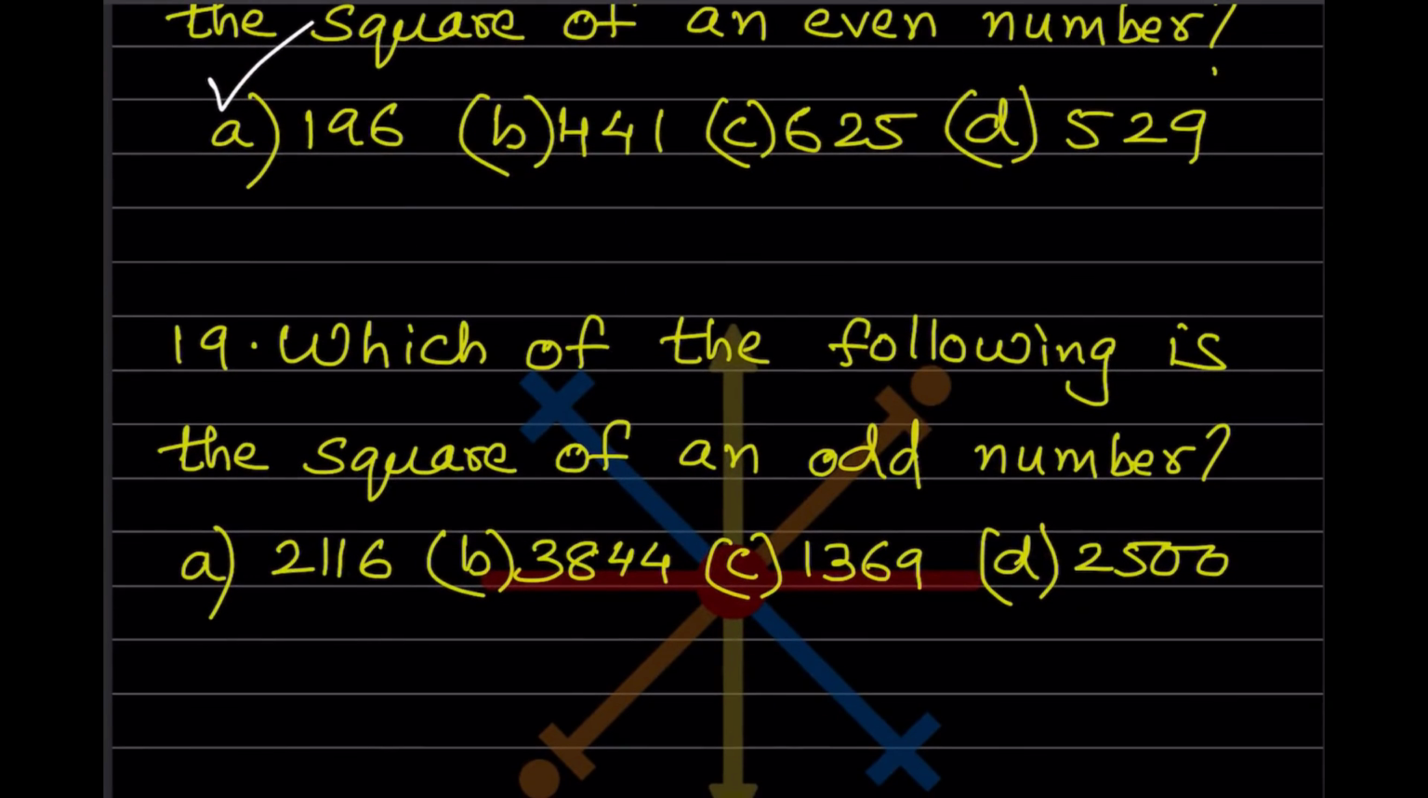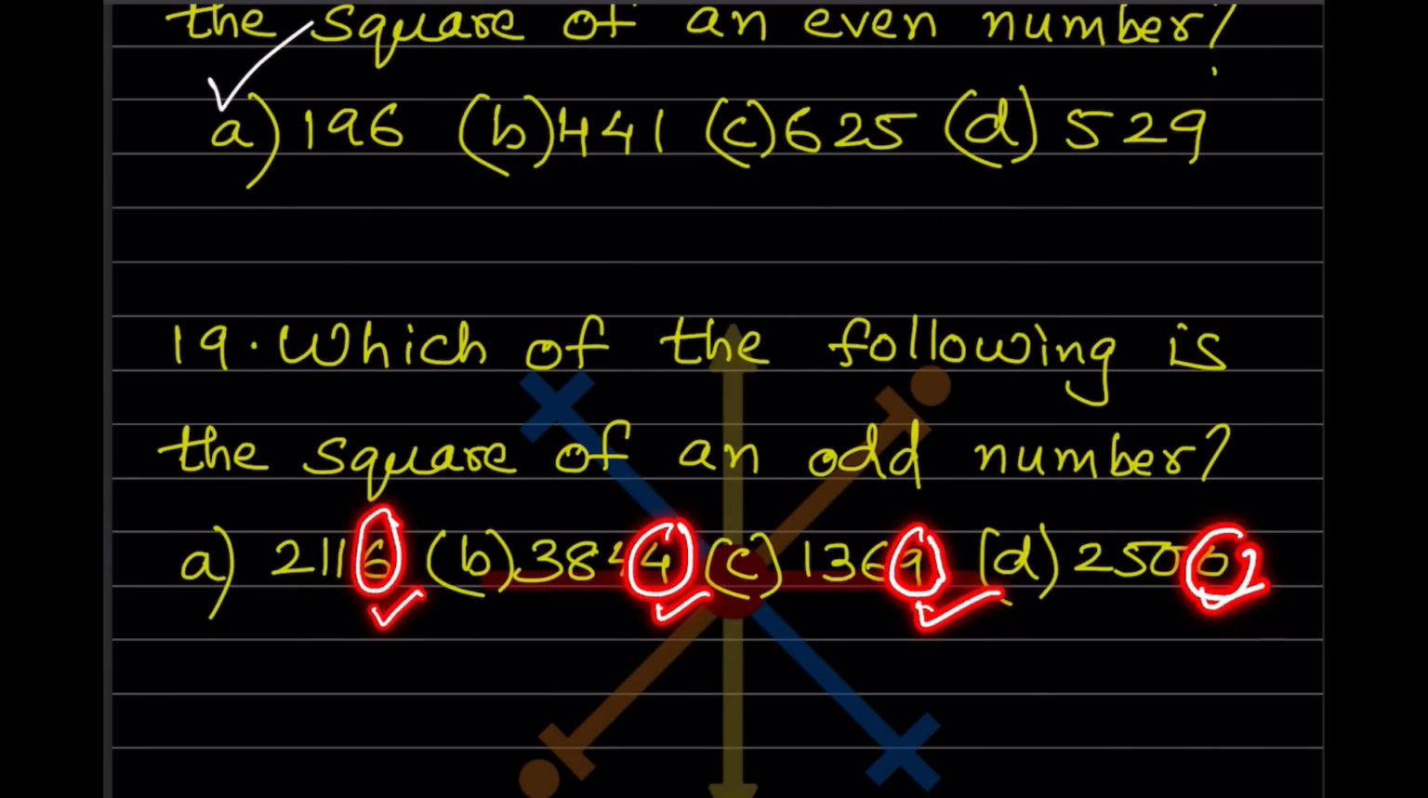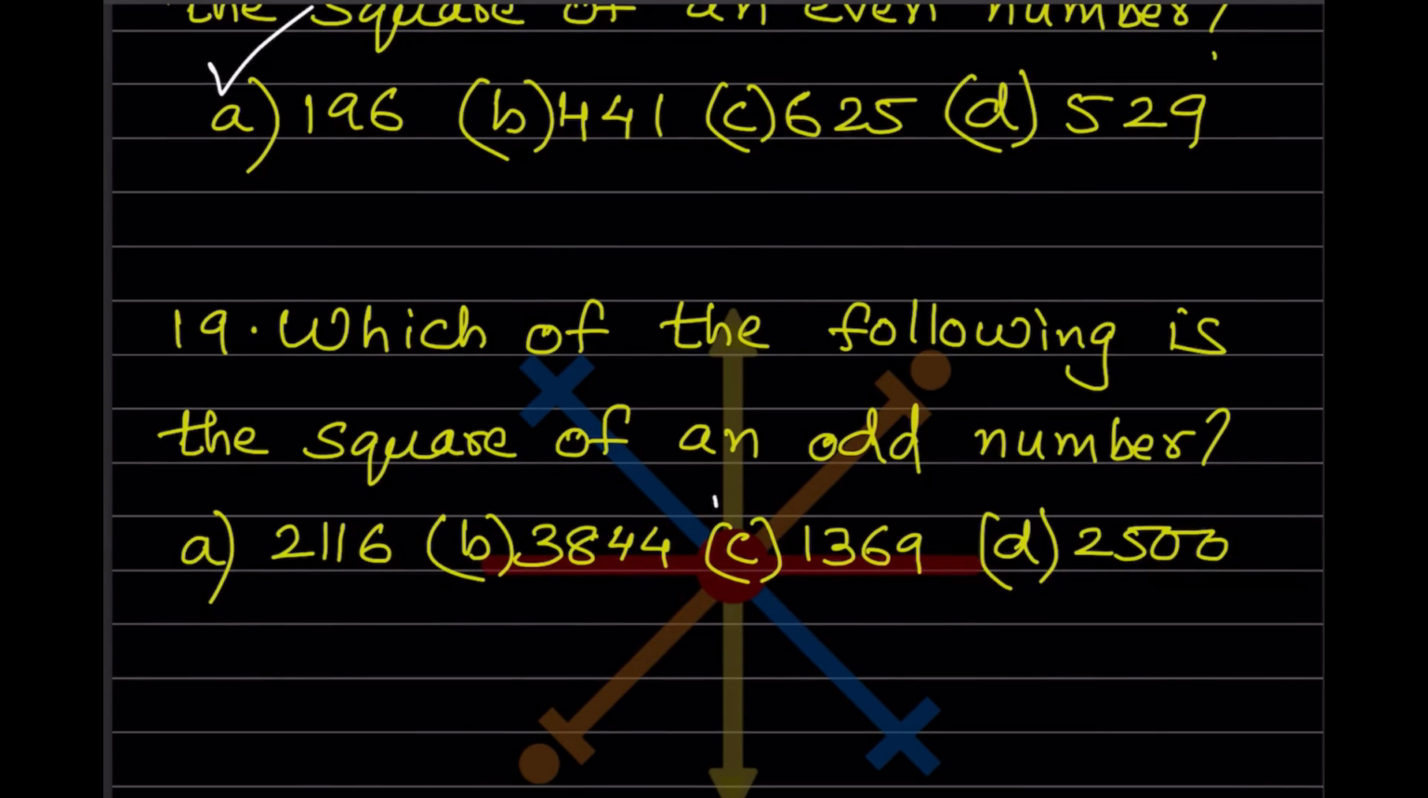Which of the following is the square of an odd number? So now again, here we are going to see the odd numbers. So here you can see the ending here is 6, 4, 9 and 0. So these are all the even numbers. So 9 is only the odd number. So the option is going to be 1369. So by this one we have completed today's work.